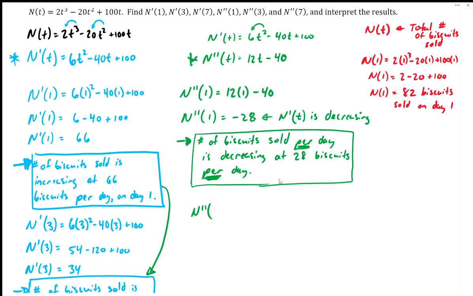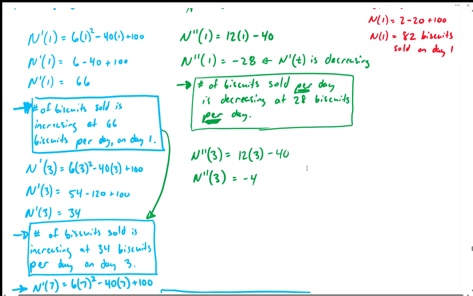So n double prime of 3. Okay, so still back to my start equation that I'm currently starting more. And then we're just changing the t into 3. And then, well, this simplifies nicely. 36 minus 40 would be negative 4. Okay, so again, it's showing that there's a decrease.